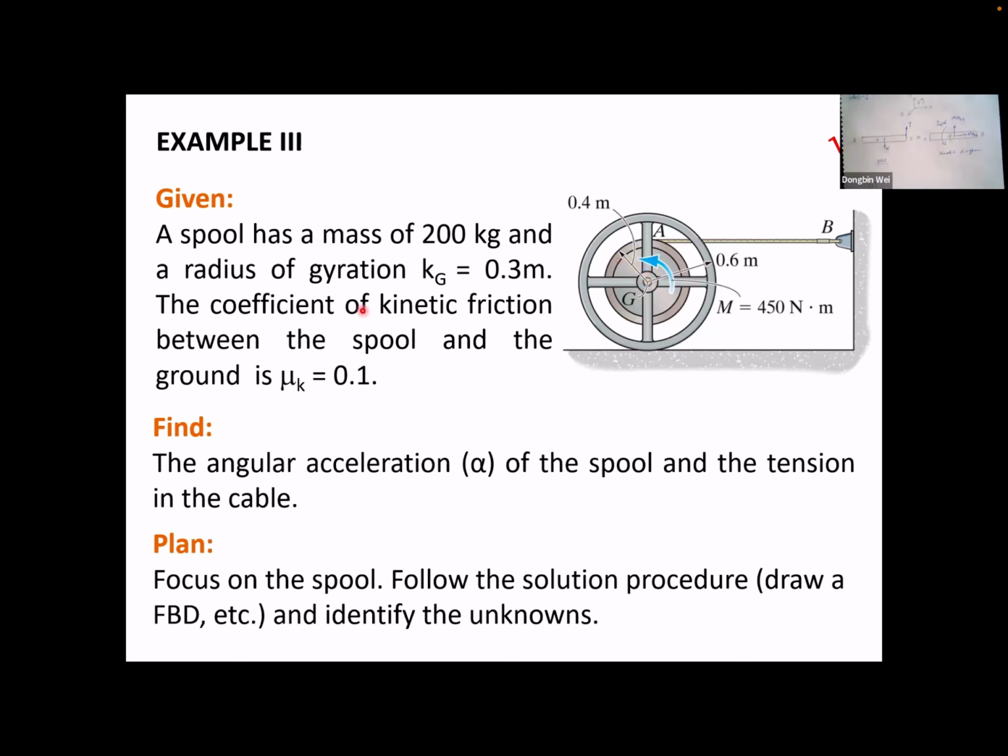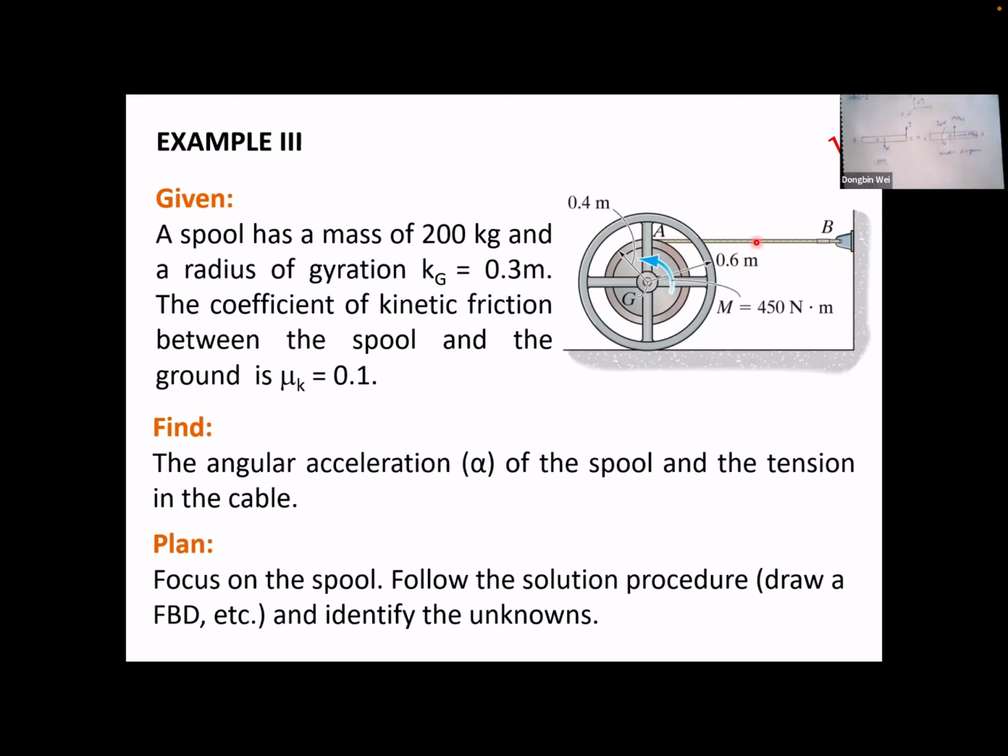We already know the coefficient of kinetic friction between this spool and the ground. At this contact point, the kinetic friction coefficient is 0.1. Now the target is to calculate the angular acceleration alpha of this spool and the tension force in this cable.